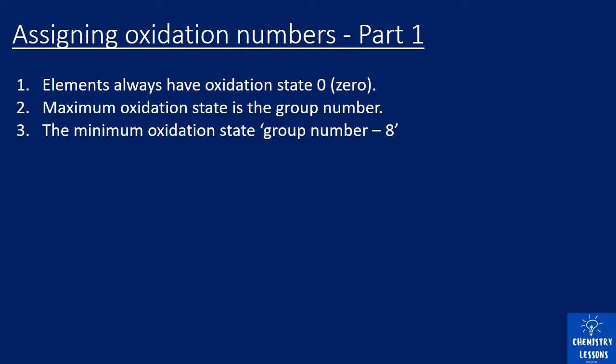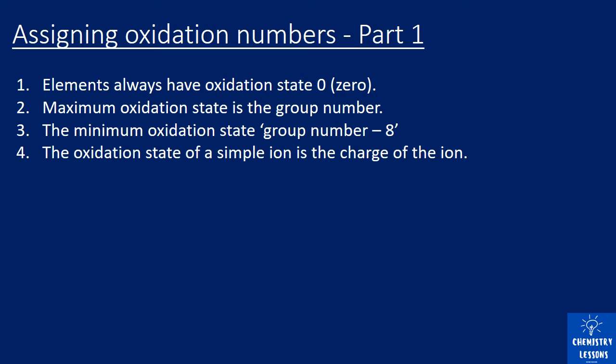Just remember, a minus oxidation state means you've gained electrons, and a positive oxidation state means you've lost electrons. Okay, so that does make sense. Something in group 5, 5 minus 8 is -3, and that makes sense. Something that has 5 electrons can gain up to 3, which would be a -3 oxidation state.